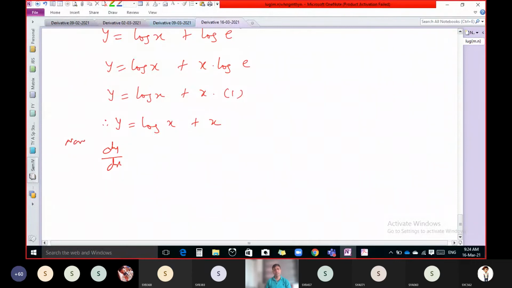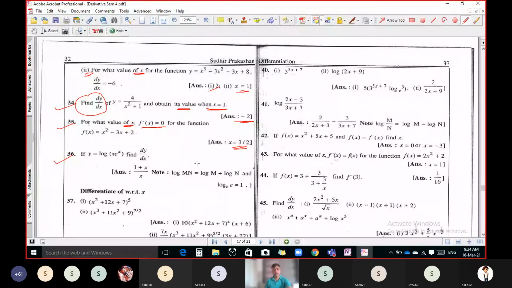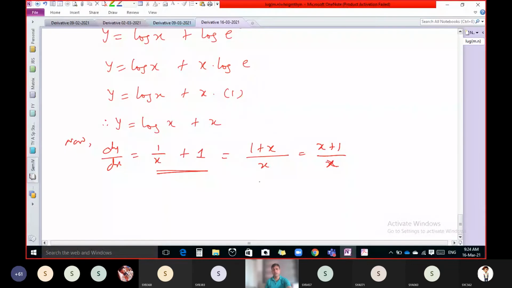Now dy by dx: 1 upon x plus 1. Correct. You can take x as LCM if you want. Take x LCM, so you get 1 plus x upon x, or you can write x plus 1 upon x. But if you keep it up to this, it's okay. In exam, if you keep it up to this, it's okay. So my final answer is 1 plus x upon x, or x plus 1 upon x. Same thing.